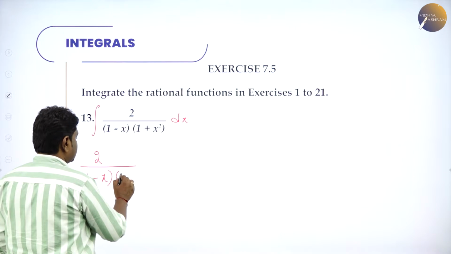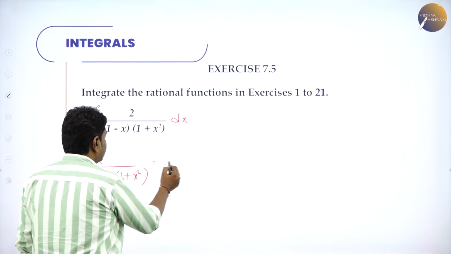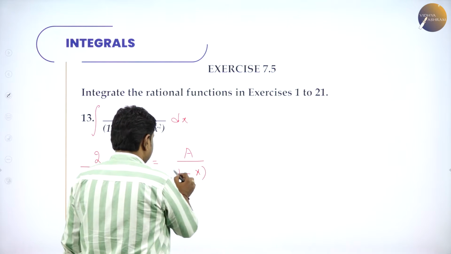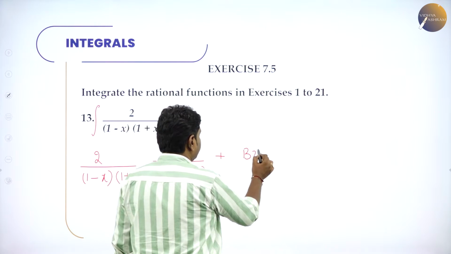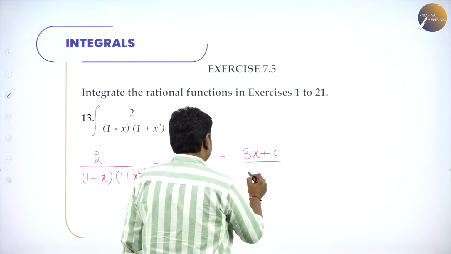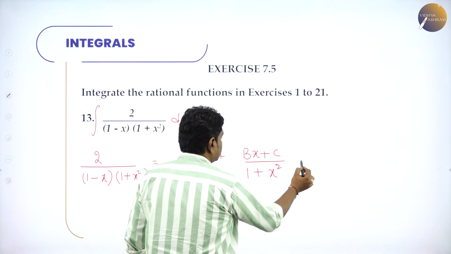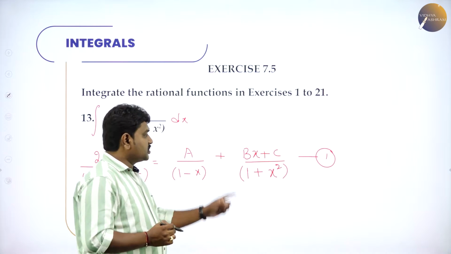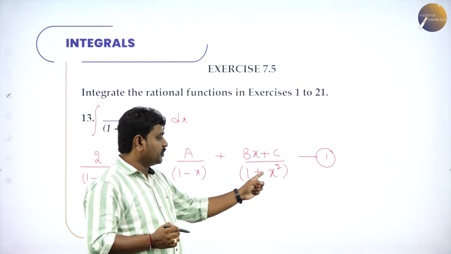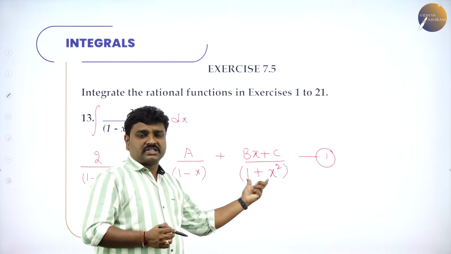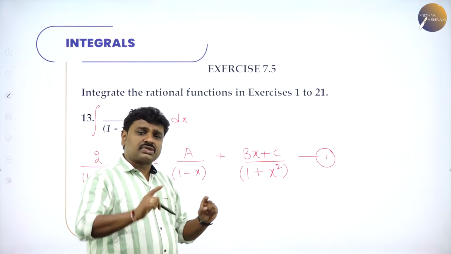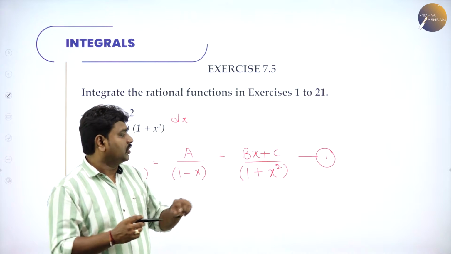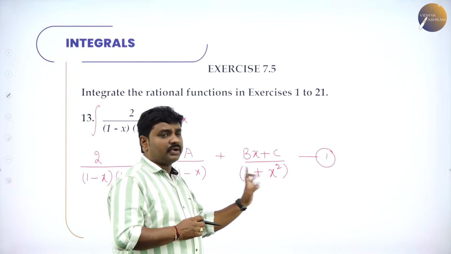2 divided by 1 minus x into 1 plus x square. You can write it as a divided by first factor. What is the first factor? 1 minus x plus bx plus c divided by 1 plus x square. Call it as equation 1. Please understand, this we'll write it as bx plus c divided by 1 plus x square, because this you cannot factorize. If it is in the form a square minus b square, you can take a plus b into a minus b. But 1 plus x square, it cannot be factorized. So what we can do, we'll write it as linear equation by quadratic equation.